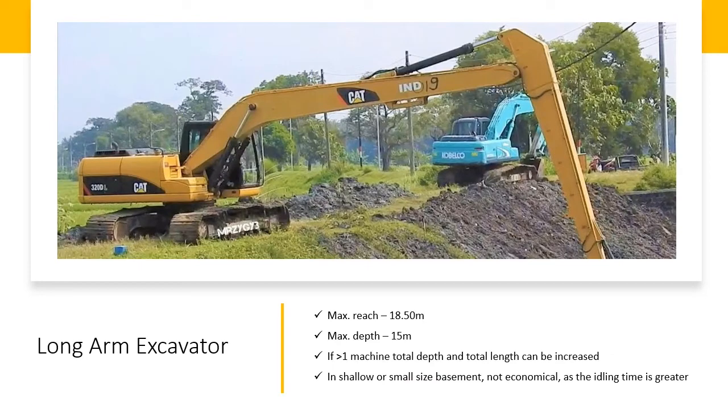Next we have a long arm excavator. It can reach 18.5 meter and the maximum depth is 15 meter. If more than one machine is being used, the total depth and the total length can also be increased. And in a shallow or small size basement, the use of this long arm excavator is not economical because the idling time is longer, as the machine is not used to the maximum. We cannot use the full capacity of the machine.